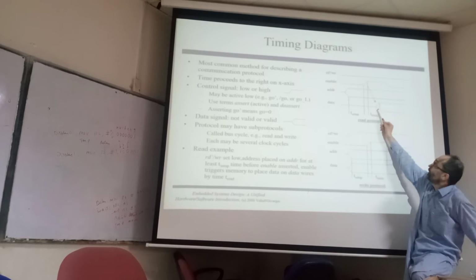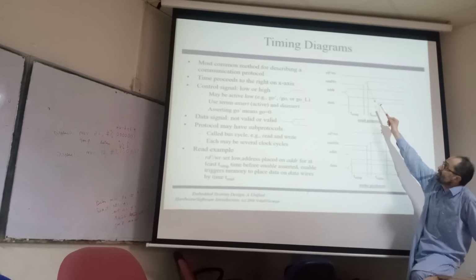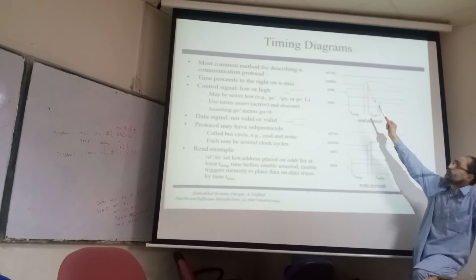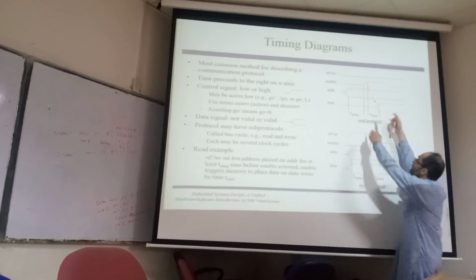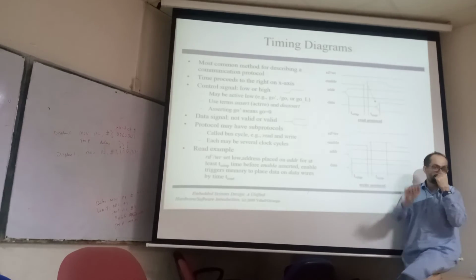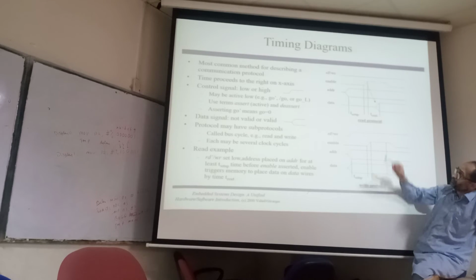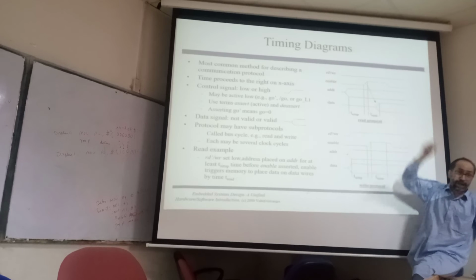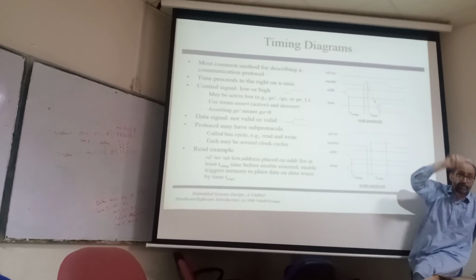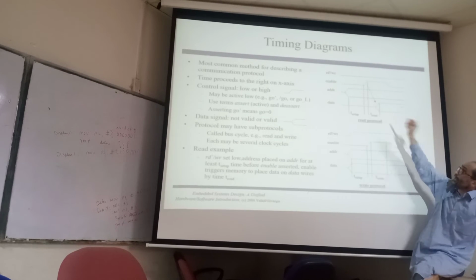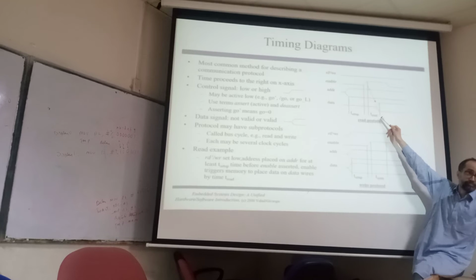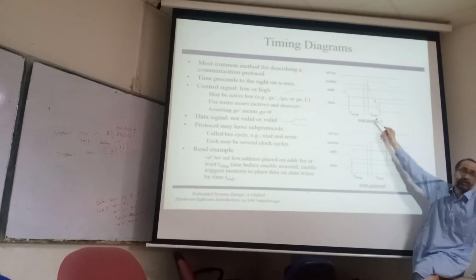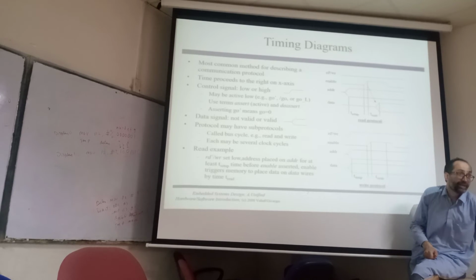So the data is provided here. The latency from when the enable is 1 until the data becomes available is called the read latency. The microprocessor provides an address, the enable becomes 1, and the time duration between when the enable is high from the microprocessor until the data becomes available is called the read delay.